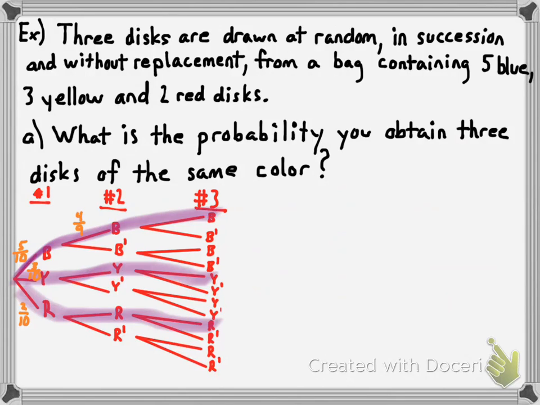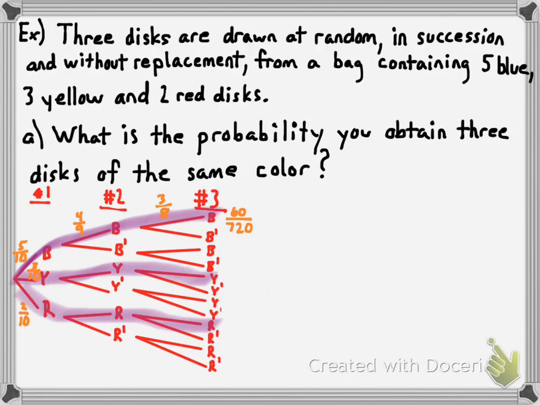And then if we continue that, on the third disc, there would only be 3 remaining blue and only 8 discs remaining total. So you'd have a 3 out of 8 chance of getting the blue the third time in that situation. Which means that the probability of getting blue 3 times would be 5/10 times 4/9 times 3/8, which is 60 out of 720.